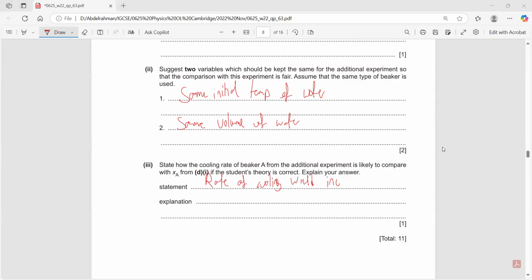Why? Because if it's a thermal insulator, no more insulation would result in a greater loss of heat. When you remove the insulation, it would result in a greater loss of heat.